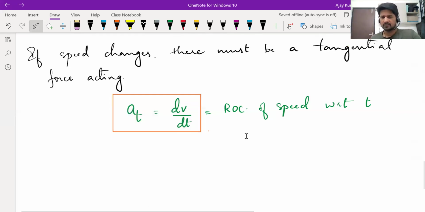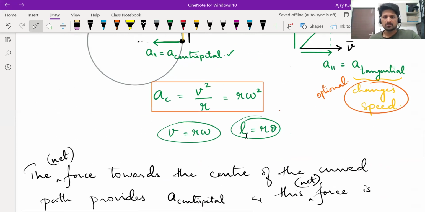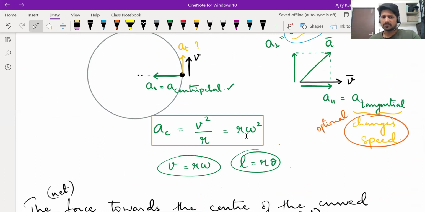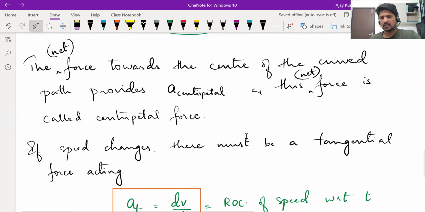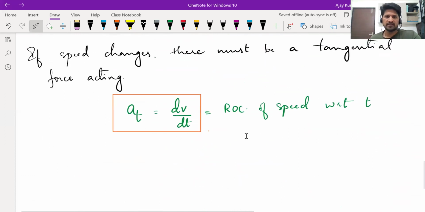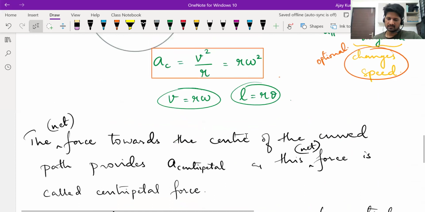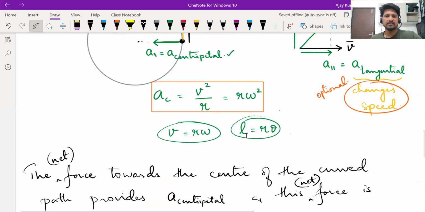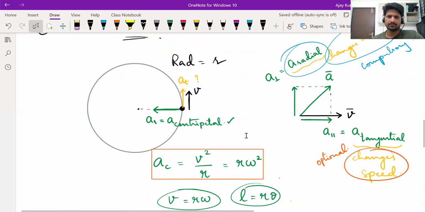Fine. We'll discuss all this in detail. You'll understand. When we solve problems, you'll get comfortable with all this. So centripetal or radial acceleration, the formula is v square by r or r omega square. Tangential acceleration, the formula is dv by dt, rate of change of speed with respect to time. Faster the rate of change of speed, greater the tangential acceleration. Makes sense. Okay. So the forces providing these accelerations are called centripetal force and tangential force respectively.